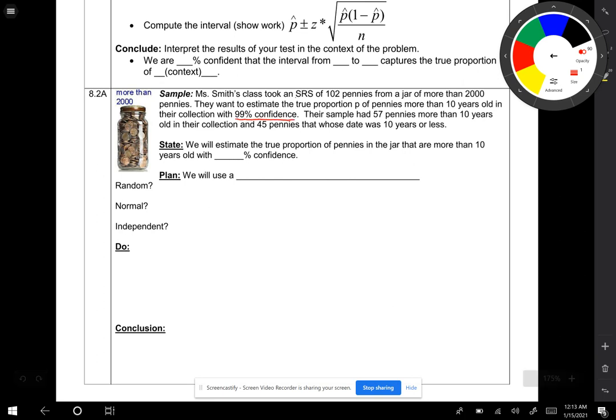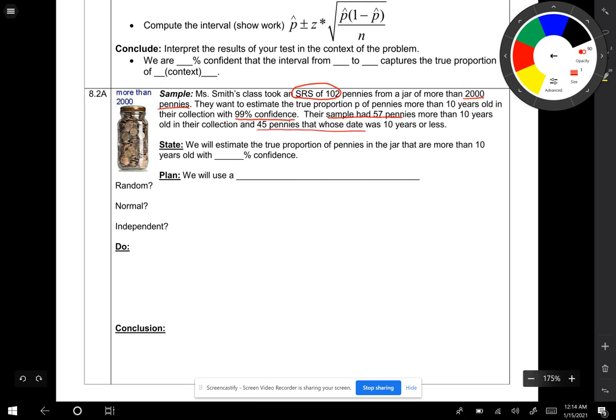And the simple, I'm going to just get more information here, just underline some information and circle stuff. Their sample had 57 pennies more than 10 years old in their collection, and 45 pennies whose date was 10 years or less.